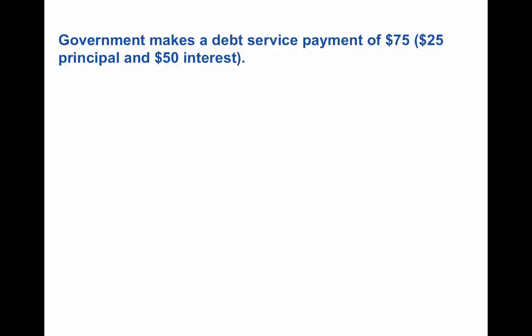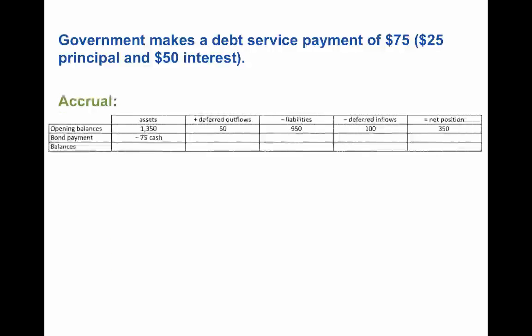Now, the government is repaying the debt. That's called debt service, the payments it makes on its debt. And like any borrowing, a mortgage or a personal loan, a portion of it is principal, repaying the actual outstanding bond, and a portion of it is interest expense. So under accrual, they have $75 less in cash. That's the amount of the payment that was made. The principal amount reduces the amount of the outstanding liability, and the interest portion reduces net position. It's an expense. That's the cost of borrowing somebody else's money.